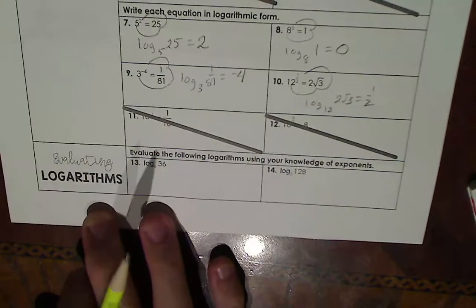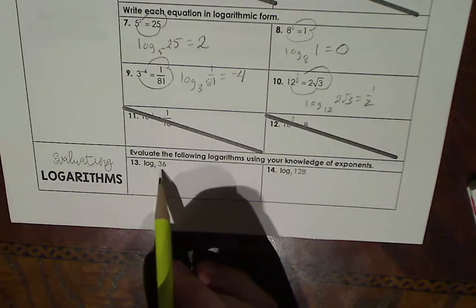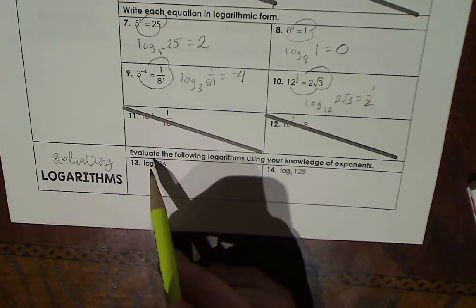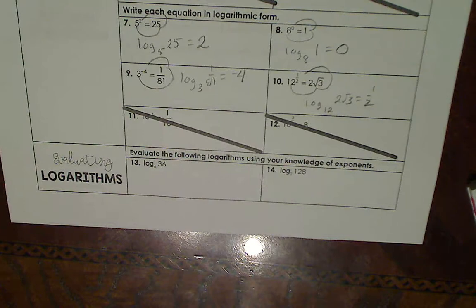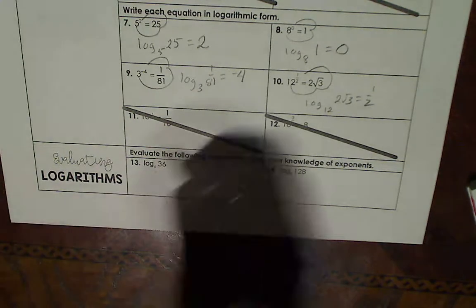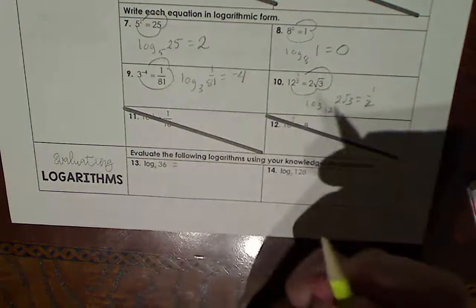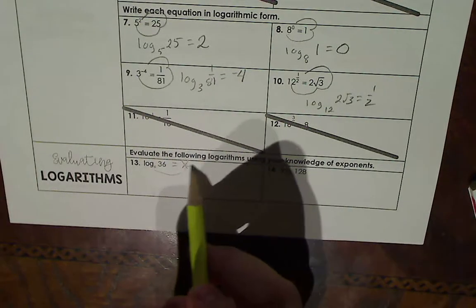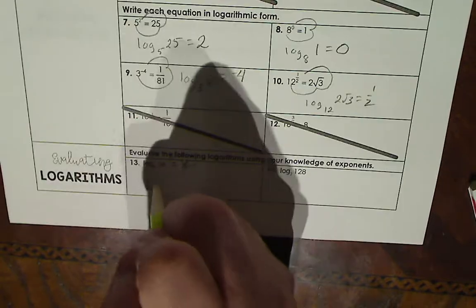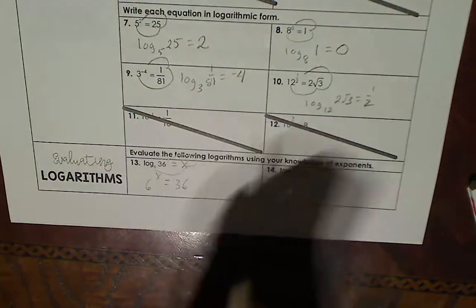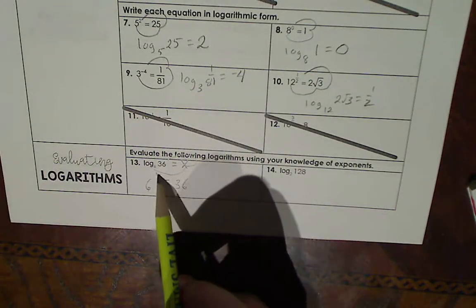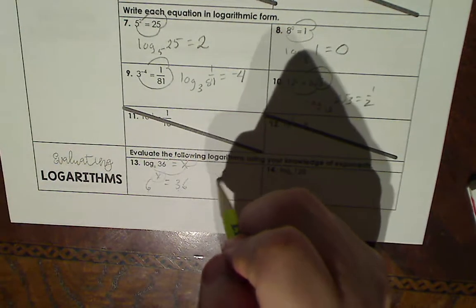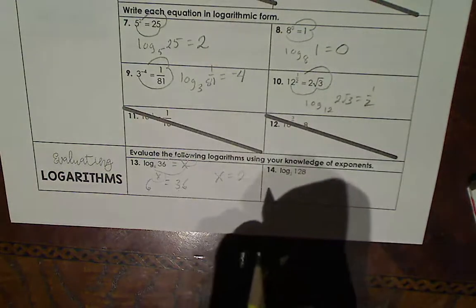If I want to evaluate a logarithm like this, technology allows us to do this with log base 6 of 36. But if you don't have a calculator, here's what you can do. I can rewrite this as 6 to the x is 36. Then you can figure out 6 to what power gives me 36. If you know your squares, you know that x has to be equal to 2.